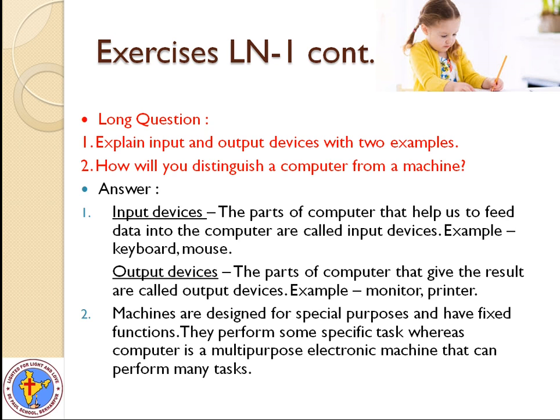Then the next question is, how will you distinguish a computer from a machine? How is a computer different from a machine? As we know, machines are designed to perform some specific tasks. For example, by the help of a washing machine, we can only wash clothes. We cannot do anything else. So, how can we write the answer? Machines are designed for special purposes and have fixed functions. They perform some specific tasks, whereas a computer is a multi-purpose electronic machine that can perform many tasks.